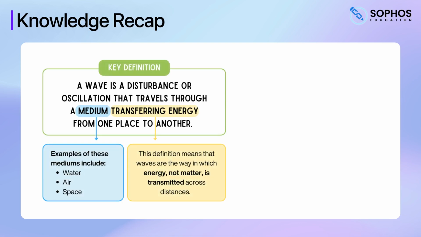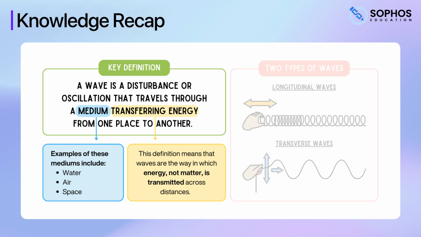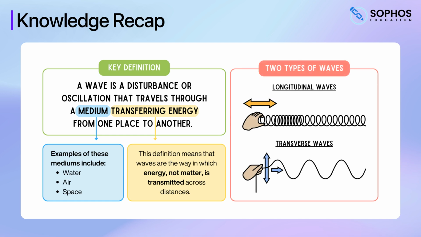So far, we have explored what is meant by a wave. You are familiar with the basic concept that waves are disturbances that transfer energy from one place to another. Building on this foundation, we will now dive deeper into specific types of waves, transverse and longitudinal waves. Understanding these classifications will enhance our broader comprehension of wave behaviour. Let's get started.